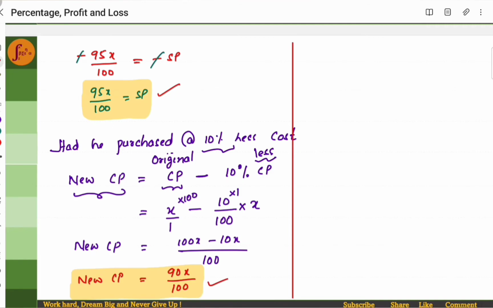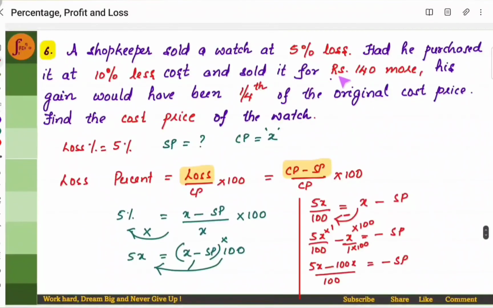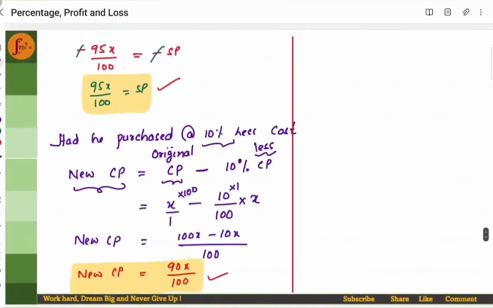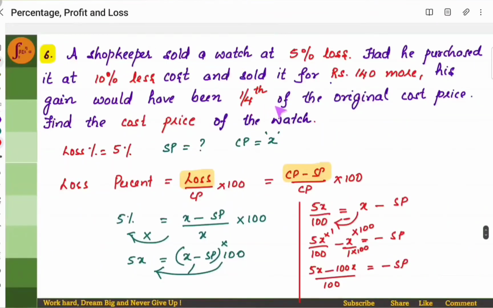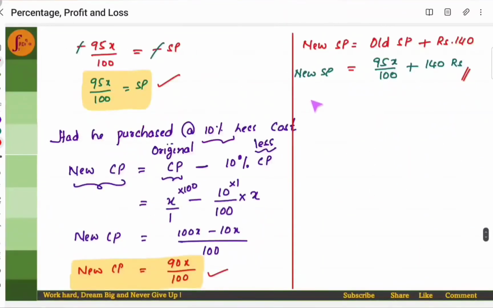We know the selling price. Now what is next? Had he sold it for rupees 140 more, that means the new selling price would be the actual selling price that is sold plus 140 more. I can say old selling price plus rupees 140 more. Old selling price is 95X by 100 plus 140, since you would have gained more money. So this will be the new selling price. Now he's telling you would have gained 1/4 of the original cost price. Gain means profit. His profit would be 1/4 of the original cost price.